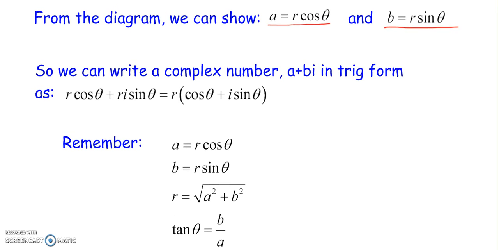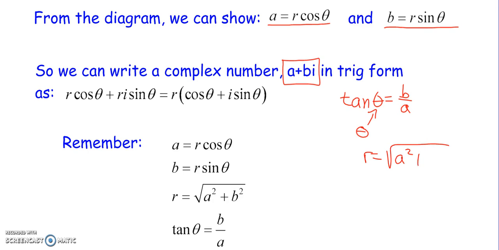What you're going to be able to do, if you have a complex number written in the standard notation, is use that information. You could use tangent theta is equal to b over a. That's going to get you theta, because you could use tangent inverse. So now you'll have theta. You can also get r by doing the square root of a squared plus b squared. And you can plug it in.